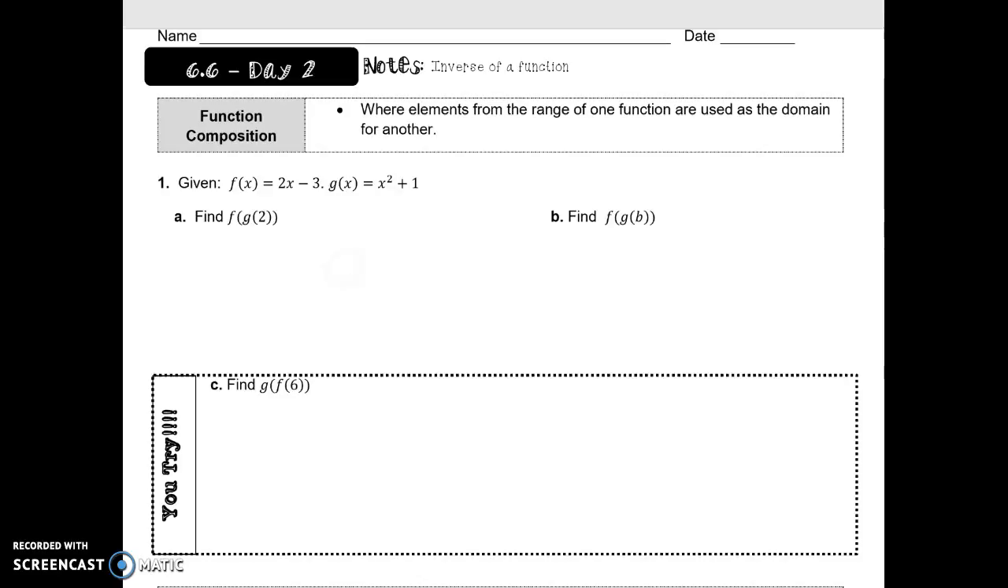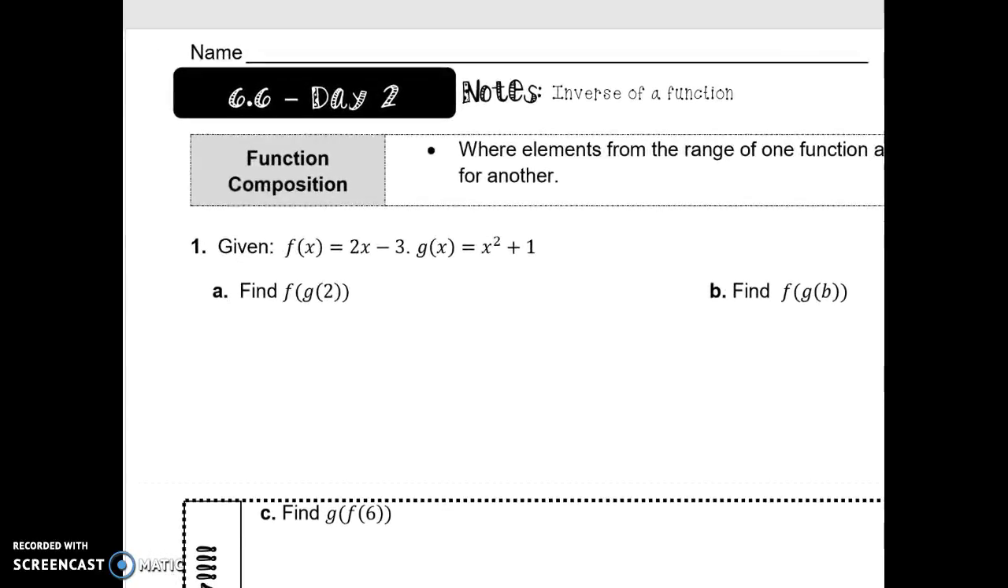Let's start with number 1. For these, we're given f of x and g of x. It says find f of g of 2. So we're going to start with the innermost parentheses. So that would be g of 2.